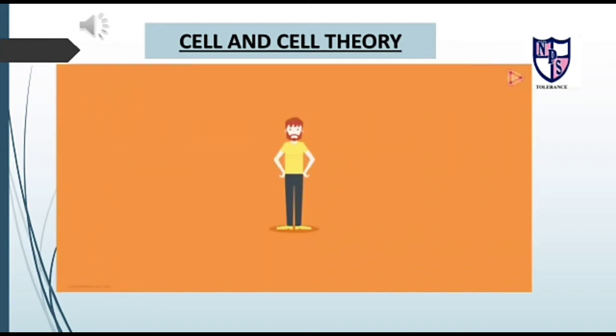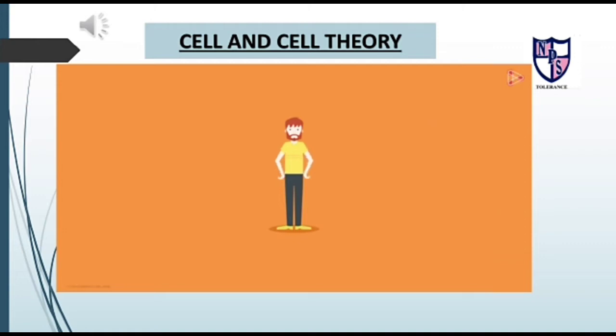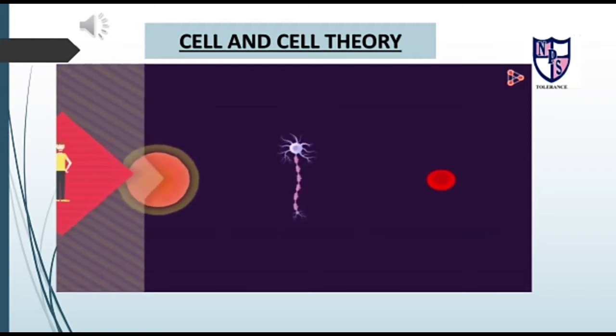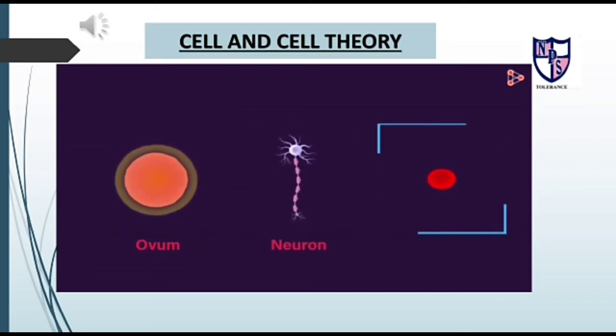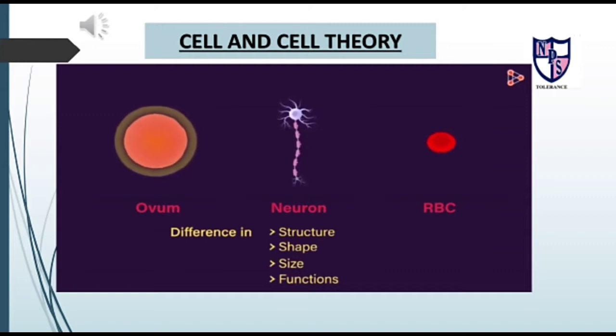Now the next important question is, if there are so many cells in our body, are all of them exactly the same? Of course not. There are many cells in our body, and so are their types. Look at these cells, for example. These look so different. But astonishingly, all three are a part of our body. This one is an ovum, this is a neuron, and the last one is a red blood cell. Their structures, shapes, sizes are totally different from each other, and so are their functions. This is how various types of cells come together in different numbers to form our body.